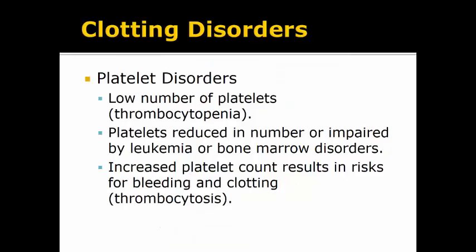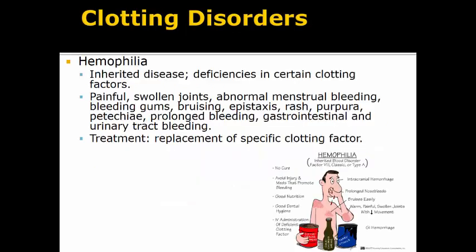Now, your platelet disorders. If you have a low number of platelets, it's considered to be thrombocytopenia. These platelets can be reduced in number or impaired by your leukemias or your bone marrow disorders. When you have decreased platelets, you're not going to clot as well, so you're going to have increased bleeding. If you have increased platelet counts, then you have increased clotting, which means you're more prone to things that are clot driven, like MIs, strokes, PEs, that kind of stuff.